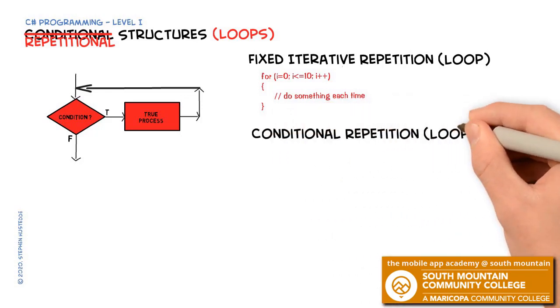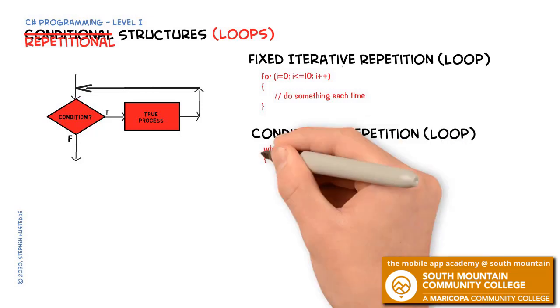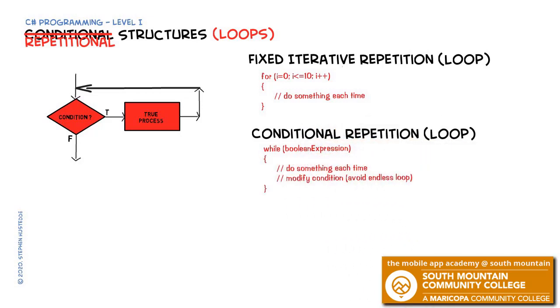The second type of repetitional structure is a conditional loop. And in C# we often refer to that as a while loop. Again, we're using the keyword while. And here we're actually using a Boolean expression. And as long as that expression is true, the contents inside that loop repeat each time. But we have to remember to have a statement that modifies that condition at some point, or we end up with an endless loop that never exits. We'll explore each of these repetition structures in more detail in the next few videos.